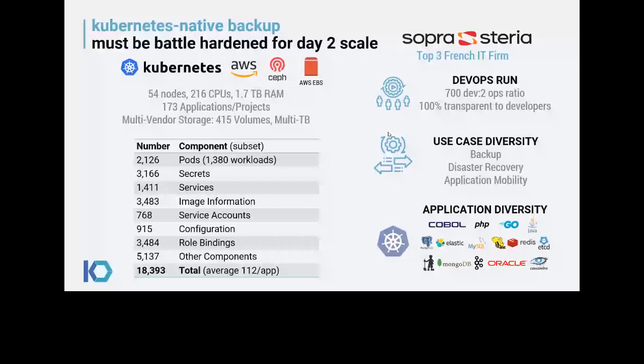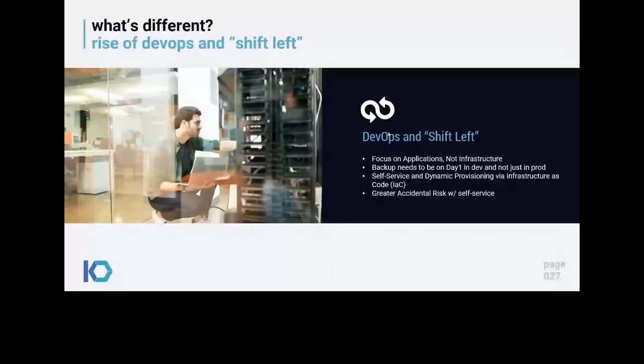So again, that brings us back to that DevOps and that shift left. We're not really focusing on the infrastructure anymore. Really, we don't care about the underlying infrastructure. We're more focused around the application and the delivery method of that application. But we need to incorporate that data management or that backup needs into day one. So as part of that application development cycle, we need to include that at the forefront of protecting those workloads. It's not an afterthought when it comes to protecting those applications.